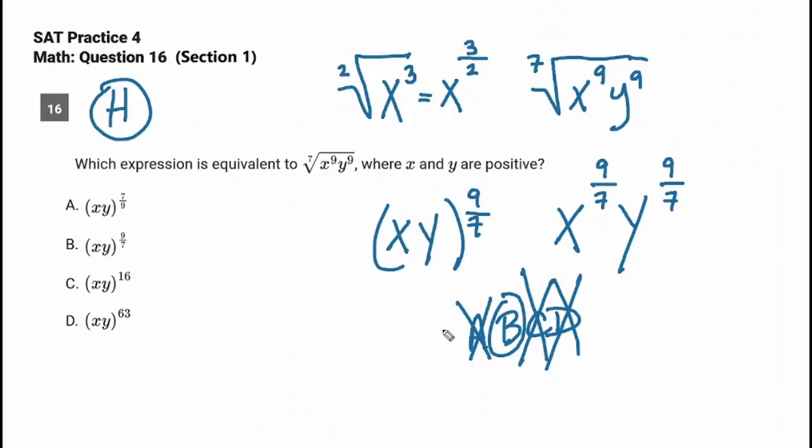And if you don't know the rule, you could plug in. It's going to take a lot longer. But you can get this right so quick and move on.